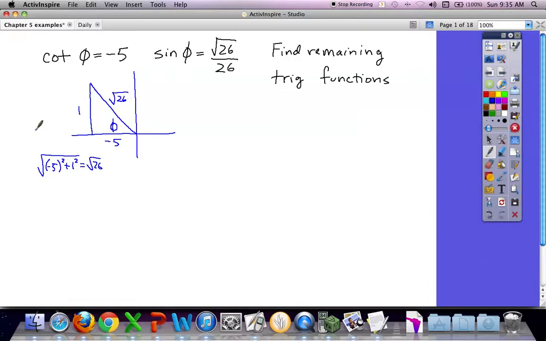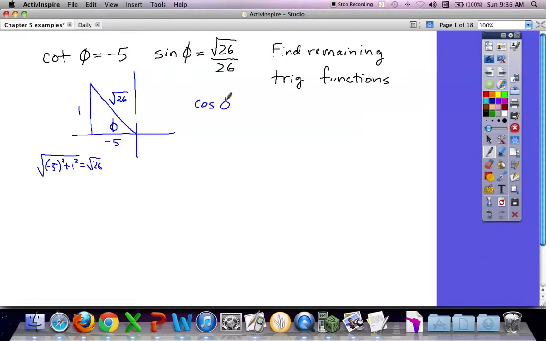So now that would make the sine, which we actually were already given, opposite over hypotenuse, 1 over the square root of 26, which is the square root of 26 over 26. So we didn't need to figure that one, but this triangle matches what we know about sine. So let's find the others, right? We have cotangent. Let's find cosine.